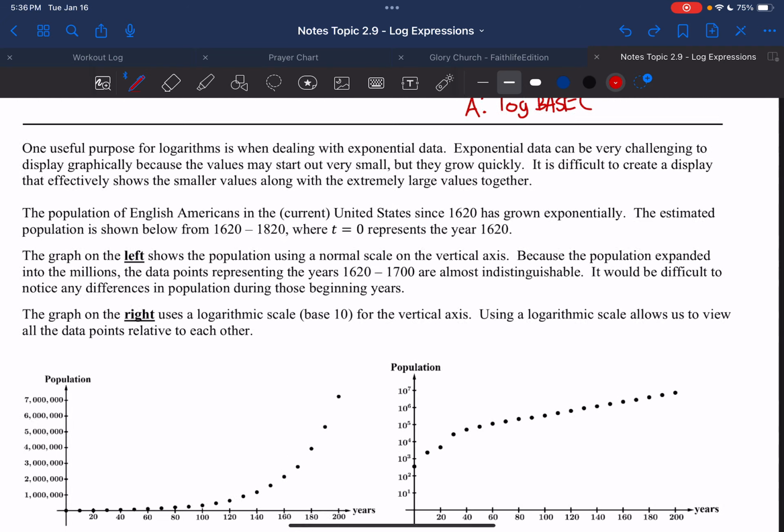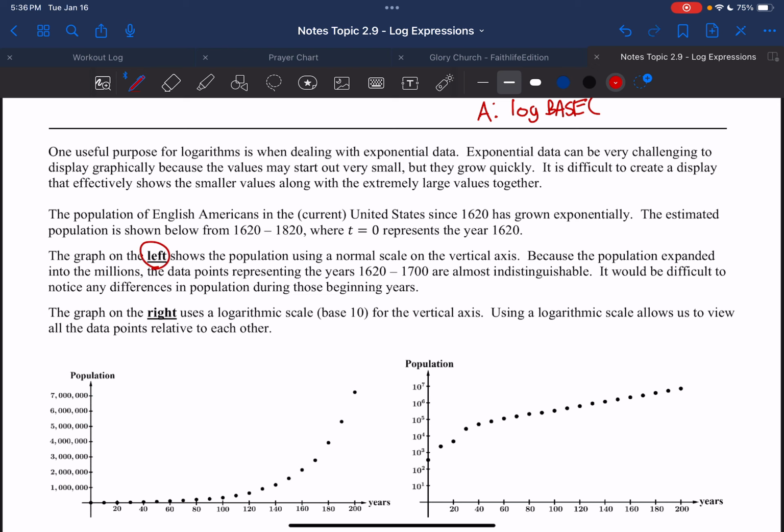So one thing that we do is that the graph on the left shows the populations using a normal scale. Because it's scaled into the millions, the data points representing the years 1620 through 1700 are almost indistinguishable. Like right here, these all look like the exact same point, right? It's hard to see any difference here.